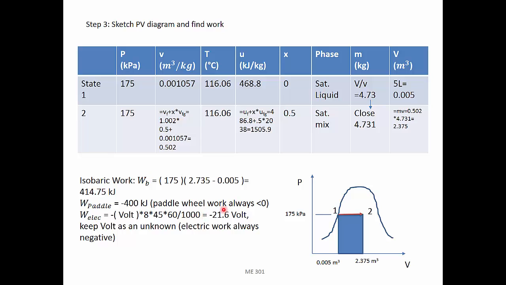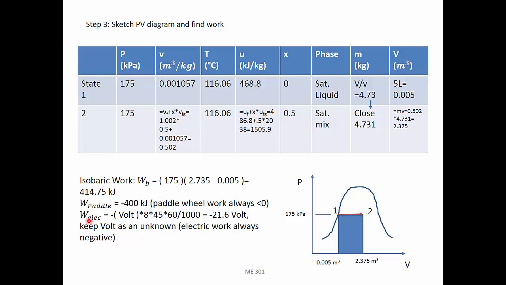Paddle wheel work is given in the problem at 400 kilojoule. Since paddle wheel work is always work into the system, it will always be less than 0. Therefore, we write paddle wheel work as a negative 400 kilojoules.